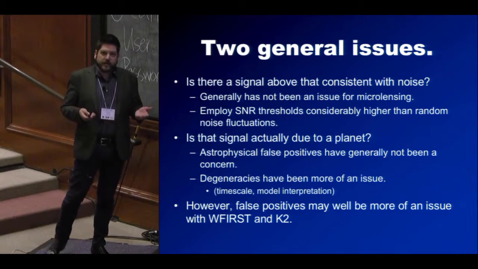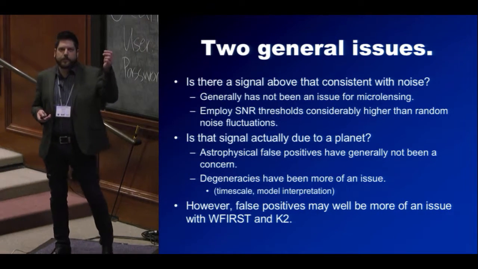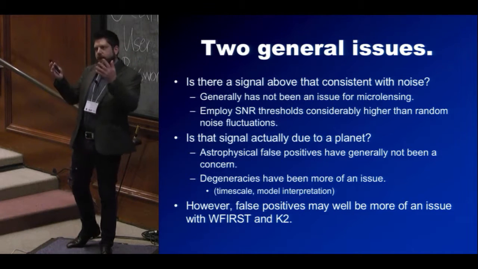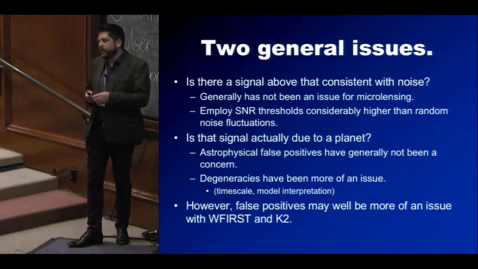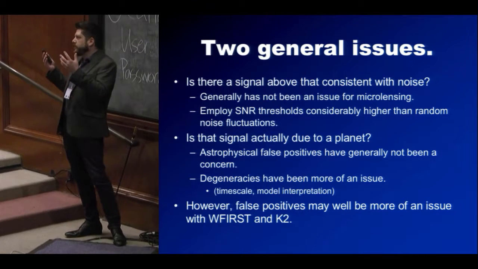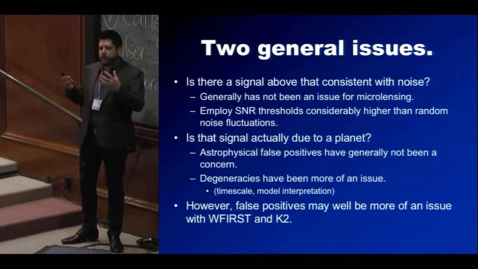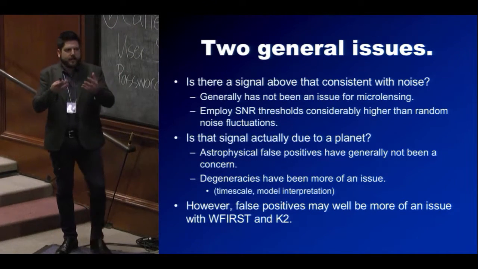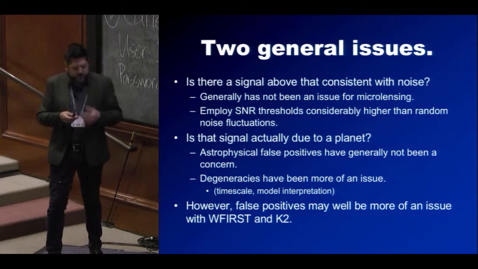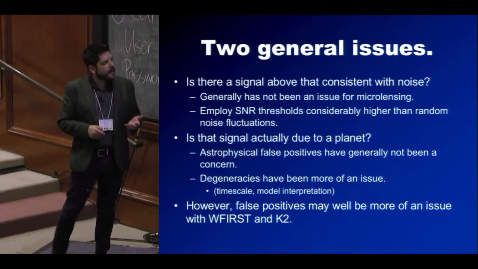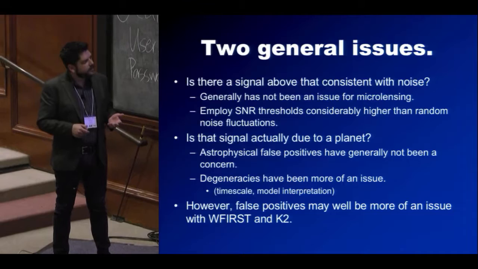And also, the other thing is that we tend to look out for little dips or blips on top of other microlensing events. And so the probability that you would get some random variation in the stellar brightness right when you're getting a microlensing event is pretty low. So we generally have not had to worry about false positives in terms of astrophysical false positives.